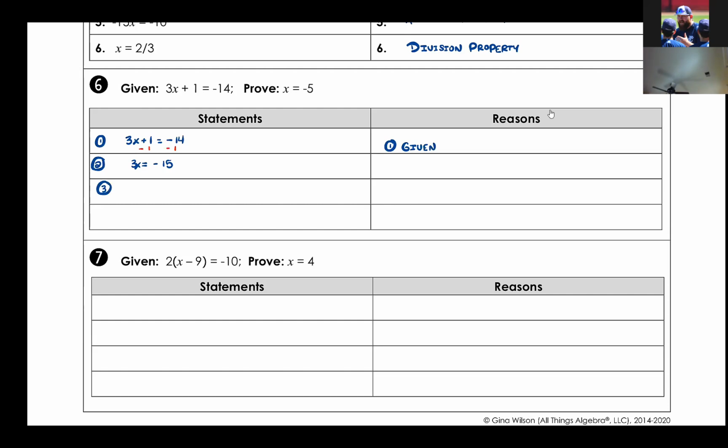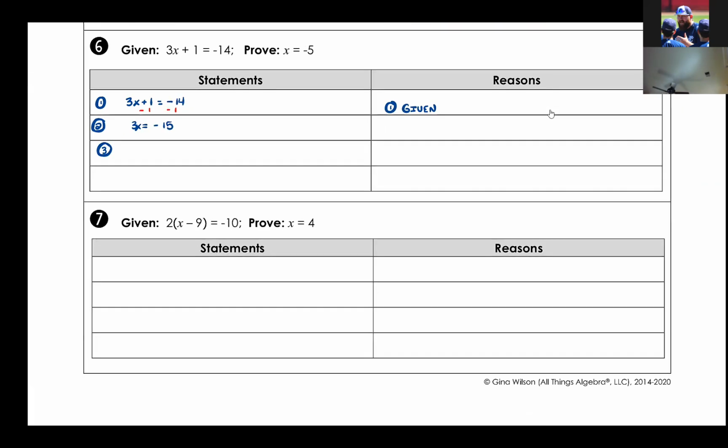What are we going to do to get x by itself now? Divide both sides by 3. So x equals negative 5. Is there another step? Why not? A, we solved it, and B, what did we prove? X equals negative 5. Did we just prove that? So can we stop? Yes.